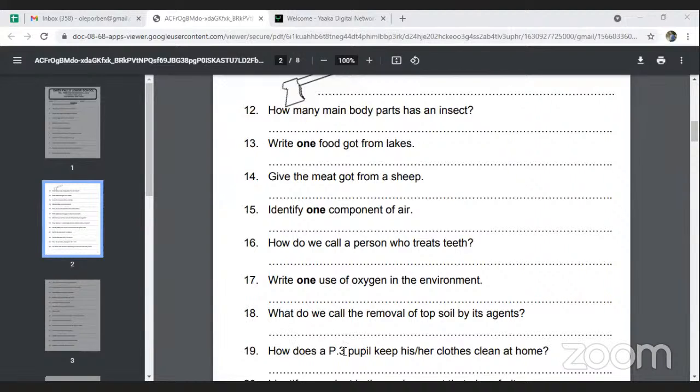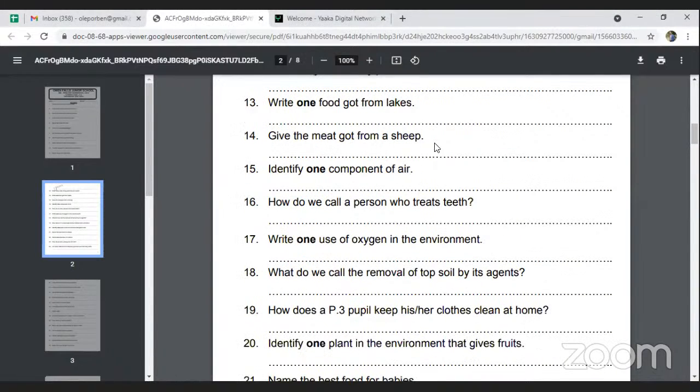Number 19, how does a P3 pupil keep his or her clothes clean at home? How? By a show of hands, if you know the answer. Yes, Shadrach? You unmute, then speak. By washing them. Washing them, by washing them, correct?